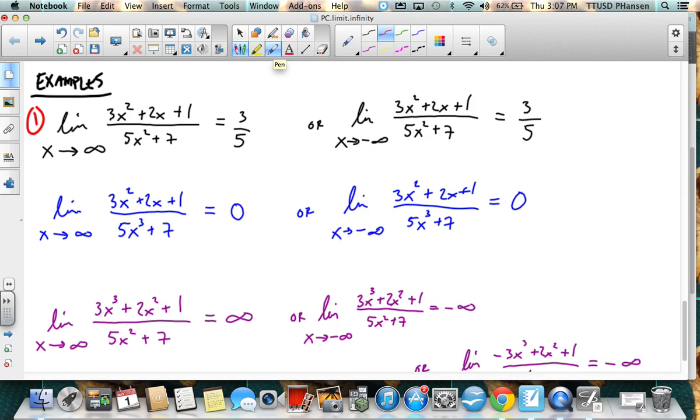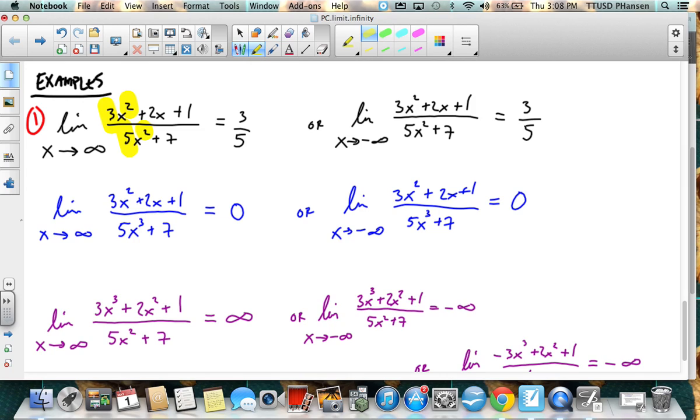The limit as x approaches infinity of that polynomial divided by another polynomial, or a rational expression, is what I'm looking at. The highest degree in the numerator and the highest degree in the denominator are equal. If those are equal, then the limit is the ratio of these two coefficients. It's 3/5.